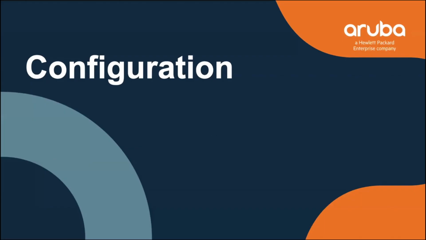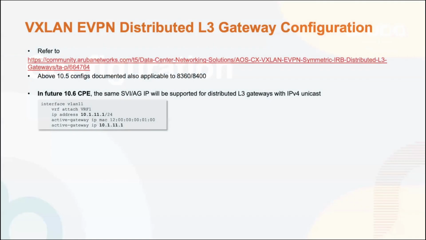So moving towards the configuration part of it, it's just guidelines on how these deployments can be taken. The earlier white paper that was published in the Aruba portal for EVPN and Symmetric still holds true. The CLI commands for 8360 or 8400 have not changed. So pretty much it's all the same. It's just that the feature is enabled on a couple more platforms right now.